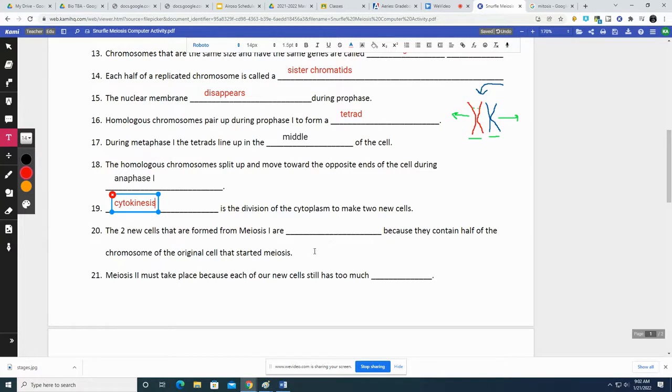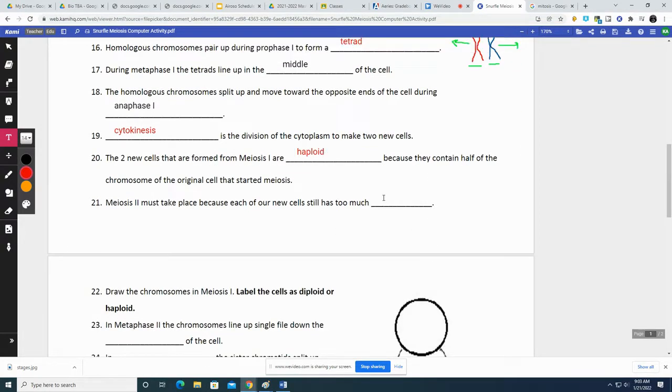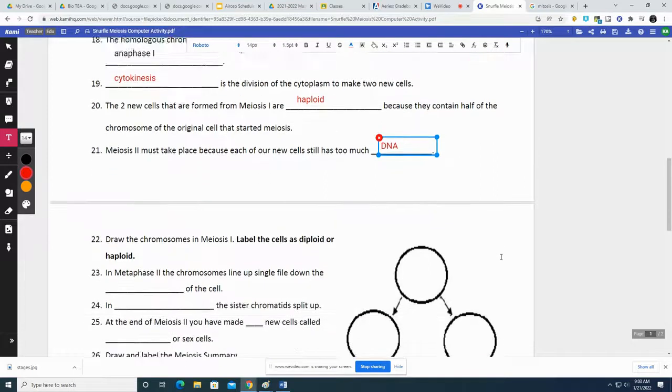20. The 2 new cells that are formed from meiosis I are now haploid because they have half of the chromosomes of the original cell. So for humans, we have 46 in our original cell. Once it becomes haploid, now it's 23. We've cut that number in half. Meiosis II must take place because each cell still has too much DNA. We still need to divide it further.